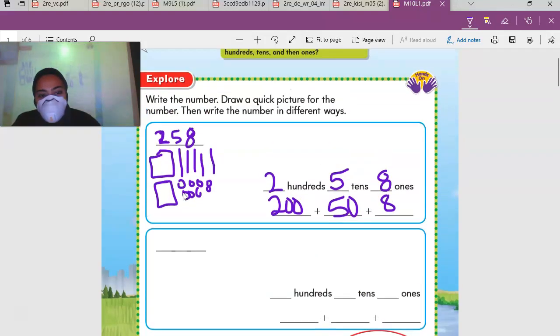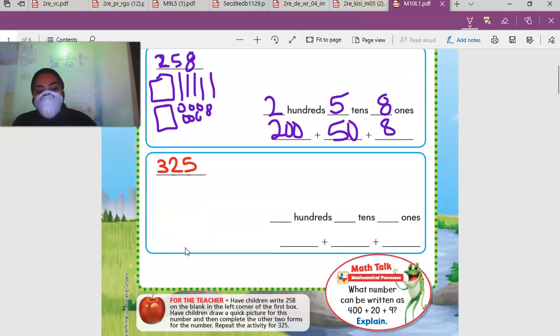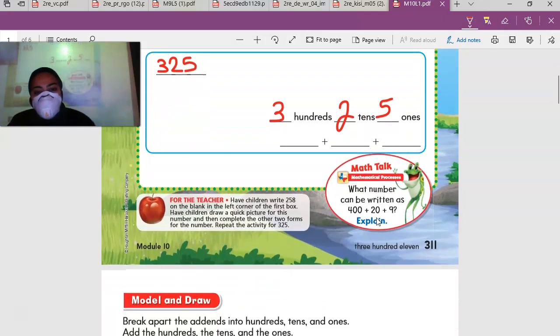The next number is 325. So I'll change the color just for fun. So 325 looks like this. How many hundreds are in 325, class? There are 3 hundreds. How many tens, class? 2. And how many ones, class? 5. So when you expand this, it's what? 300 plus 20 plus, good job, plus 5.